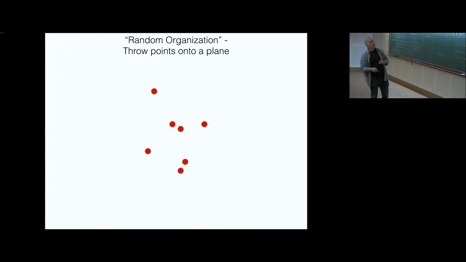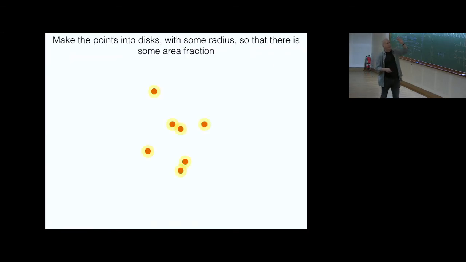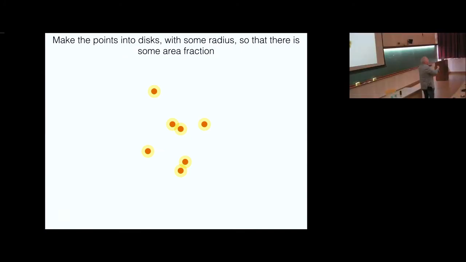So here's a random organization model that Paul Chaikin came up with. Okay, throw points onto a plane, make them into disks, give them some radius. It's an absorbing state problem, so I have to tell you those two things. Active means overlapping. Okay, what do I do? I give them a random displacement. That's what I do, the two things I've now told you. And I do this until I have no overlapping particles.